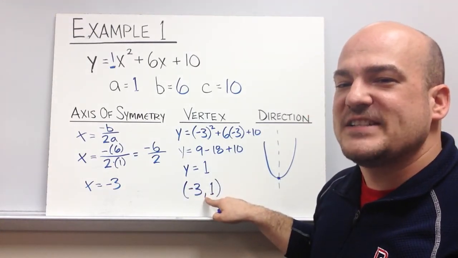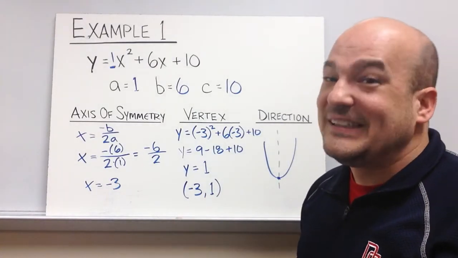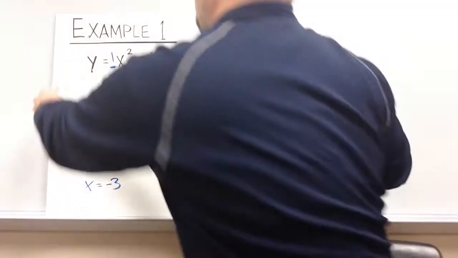Okay, I know my vertex is negative 3, 1, and I know that my parabola is going to open upwards like a smile. All right, excellent. That's example 1. Let's try example 2.